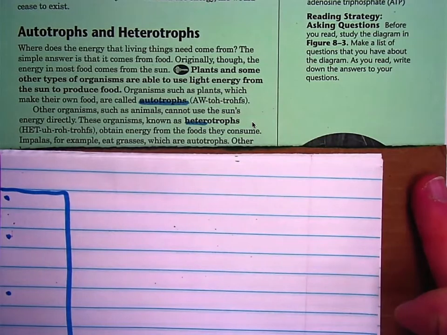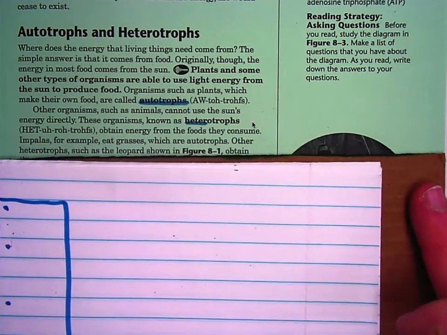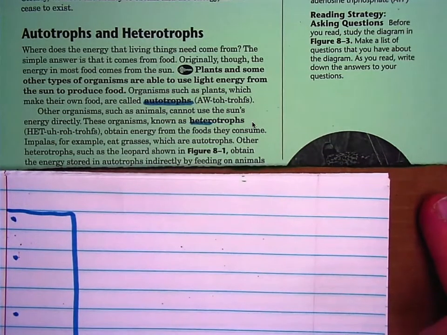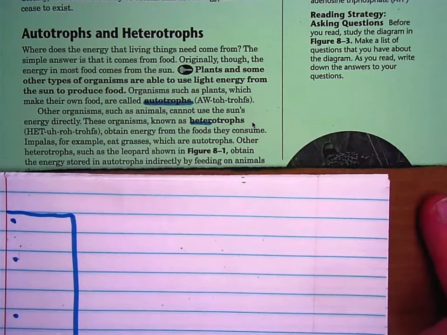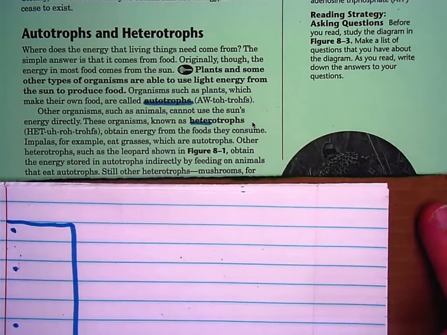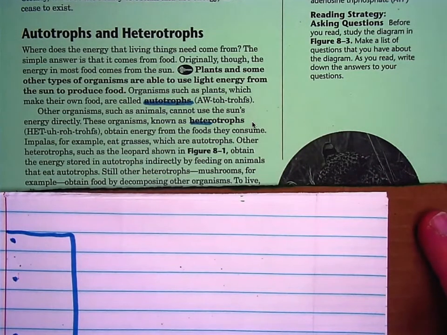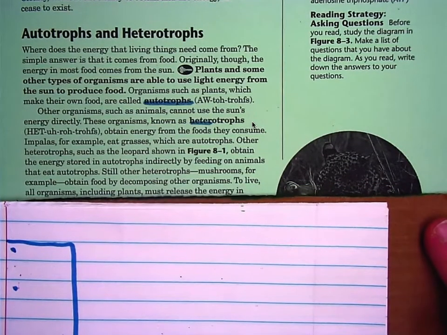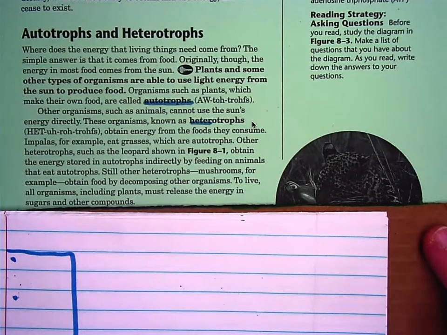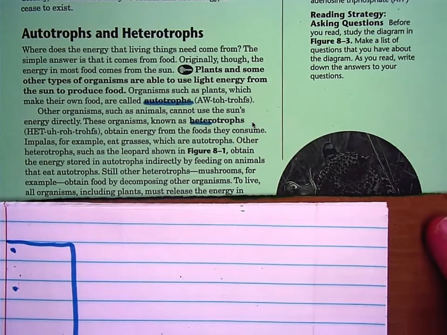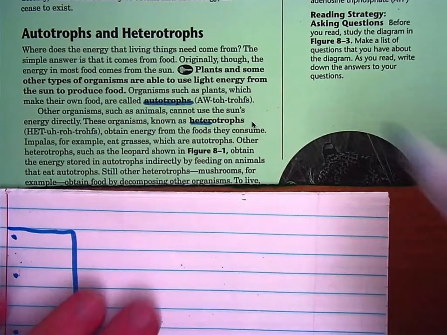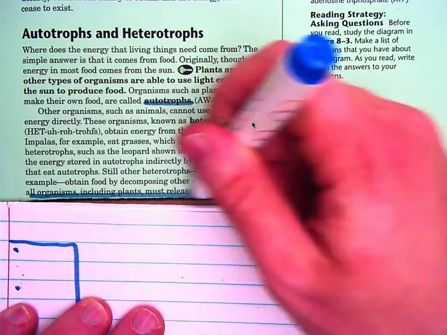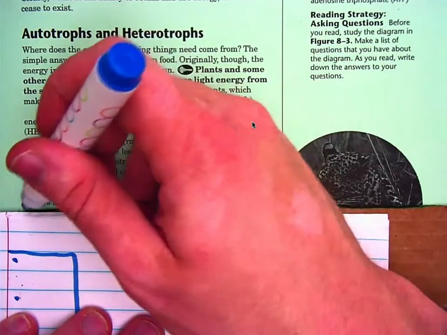Impalas, for example, eat grasses, which are autotrophs. Other heterotrophs, such as the leopard, shown in figure 8-1, obtain the energy stored in autotrophs indirectly by feeding on animals that eat autotrophs. Still other heterotrophs, mushrooms, for example, obtain food by decomposing other organisms. To live, all organisms, including plants, must release the energy in sugars and other compounds. All right, so that's an important thing. I'd like you to summarize this sentence.